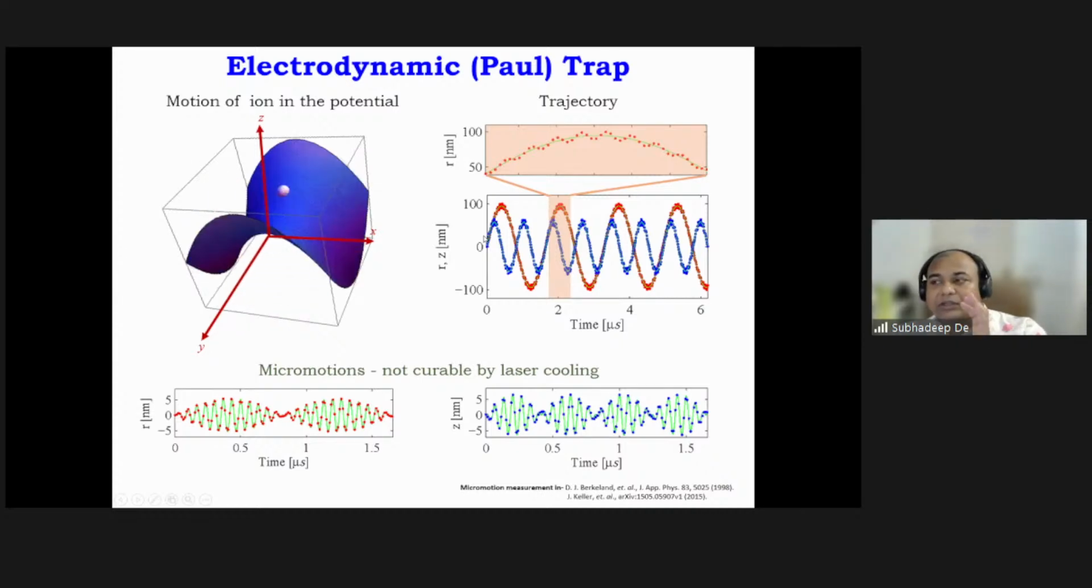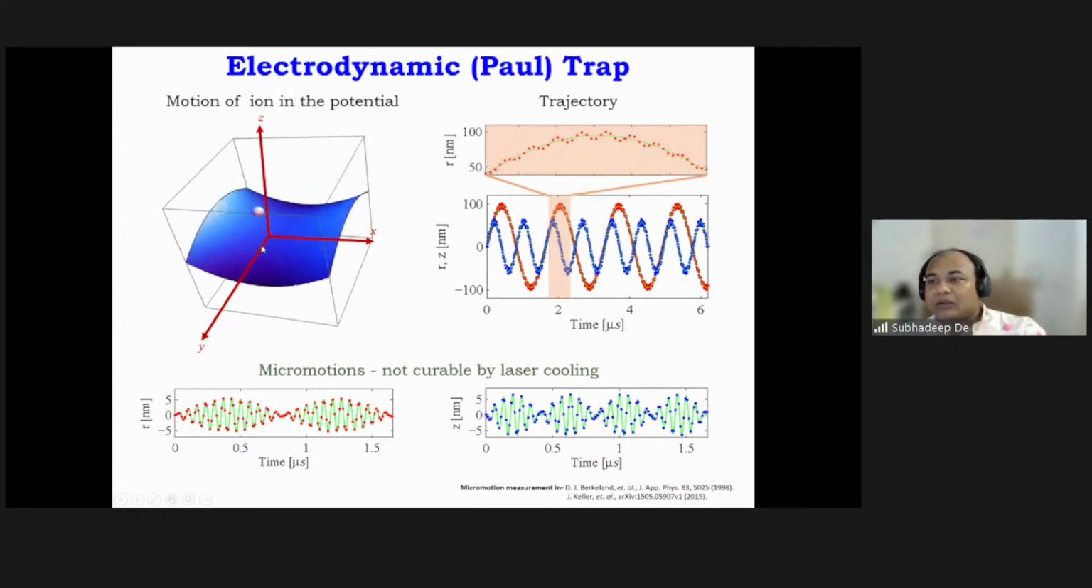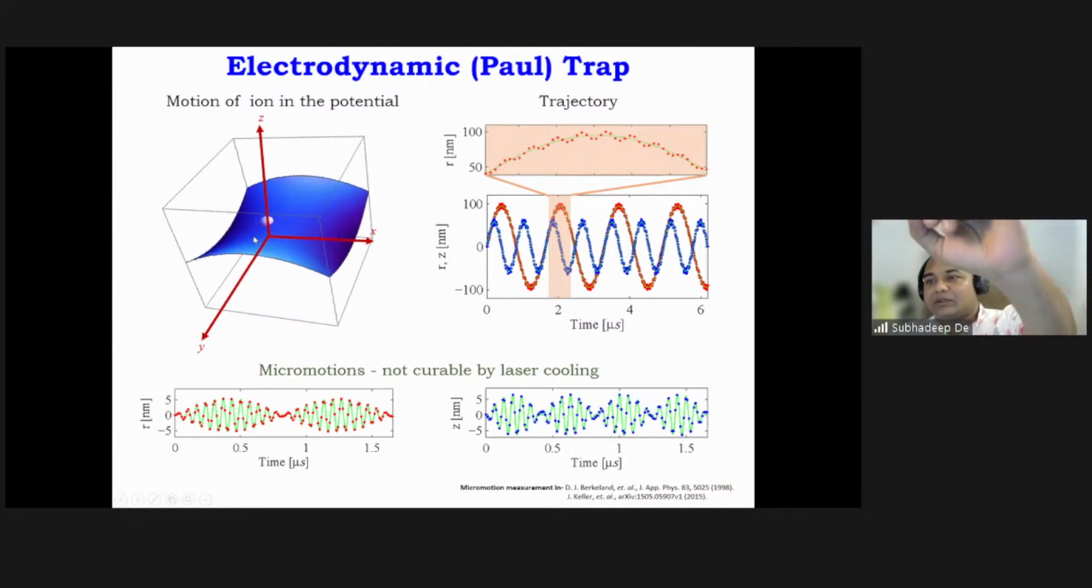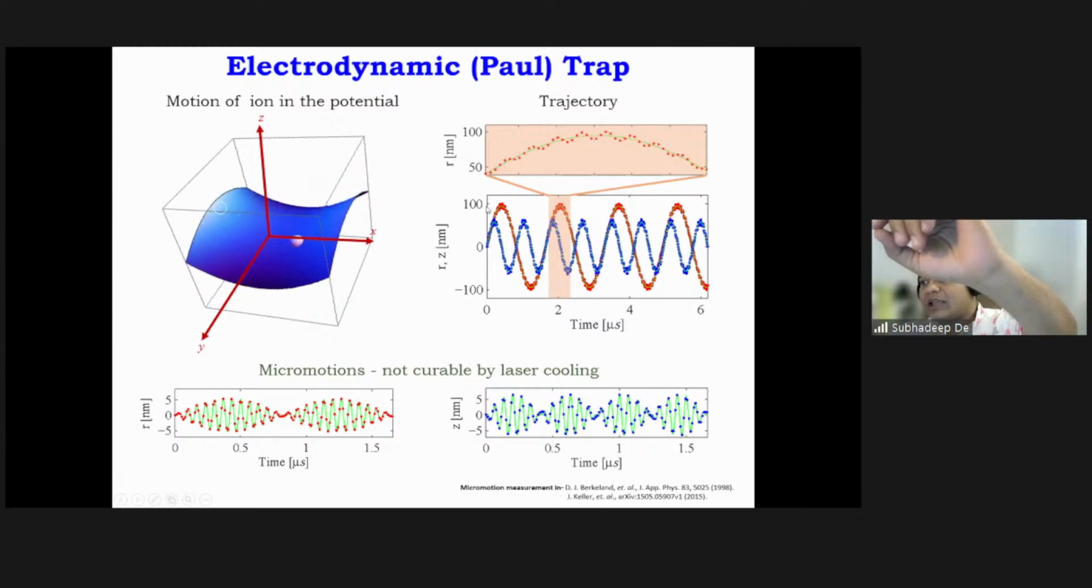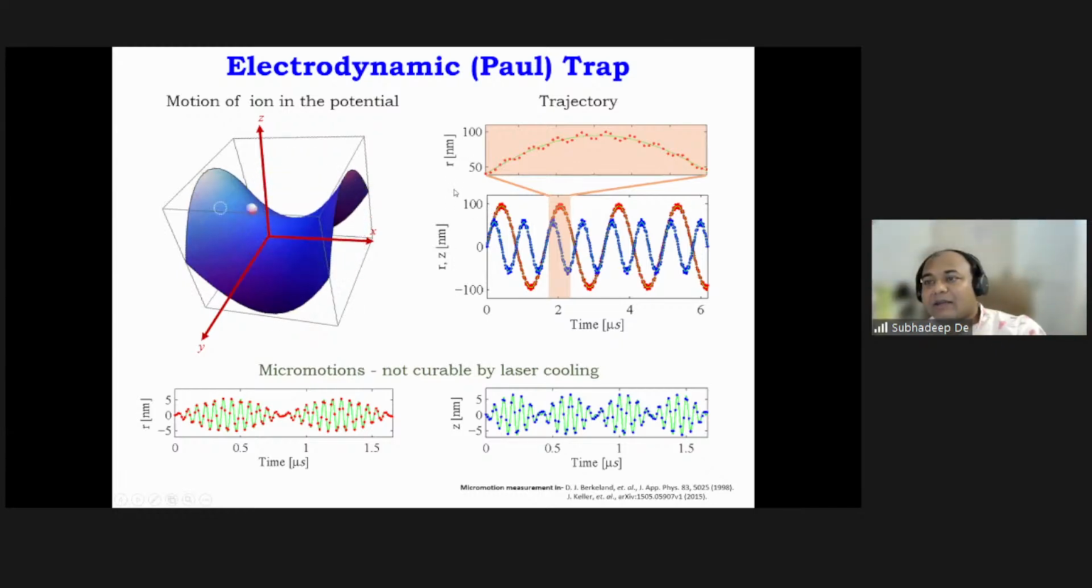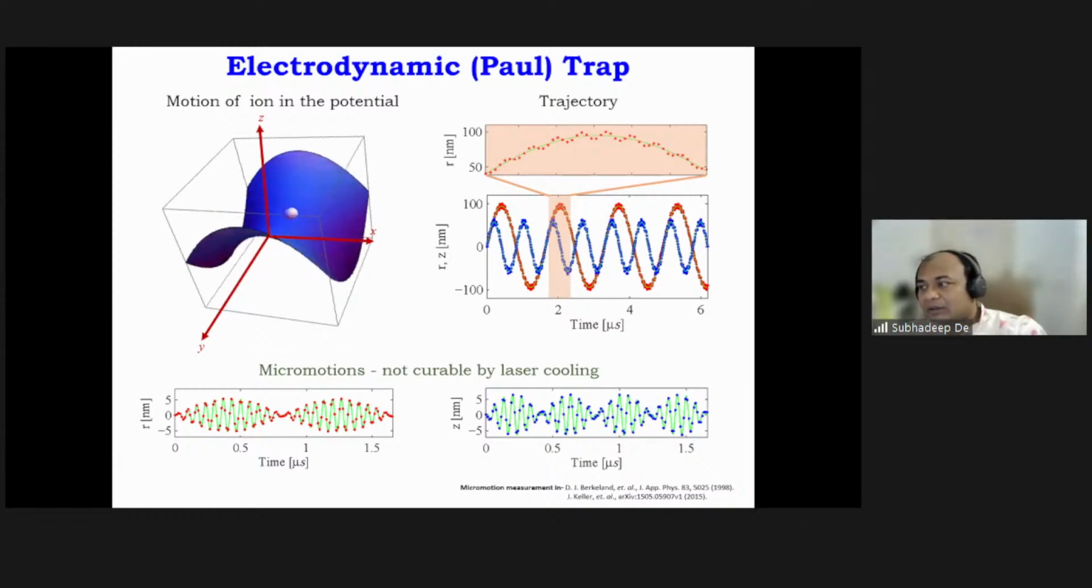So secular motion depends on the temperature of the ion. As you see here, the ion is moving. If the ion has more thermal energy, it will move much farther away from the center of the trap. That's what the secular motion amplitude says. This vertical direction is the amplitude, how far they went from the trap center. So if the temperature of the ion is higher, they will move much further.